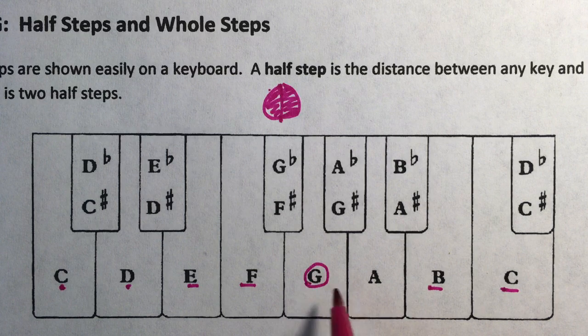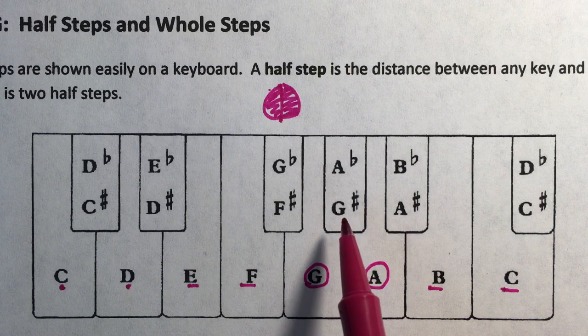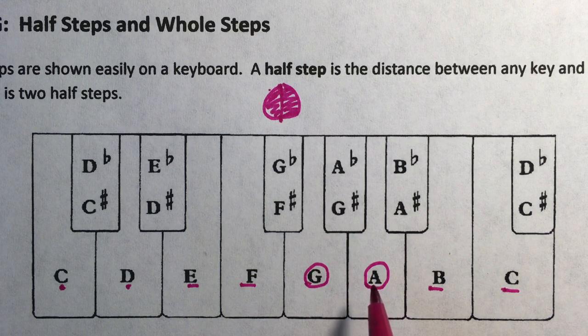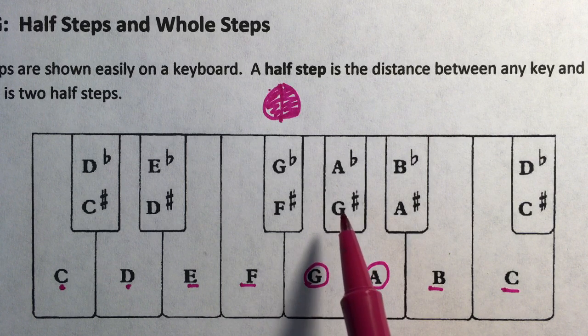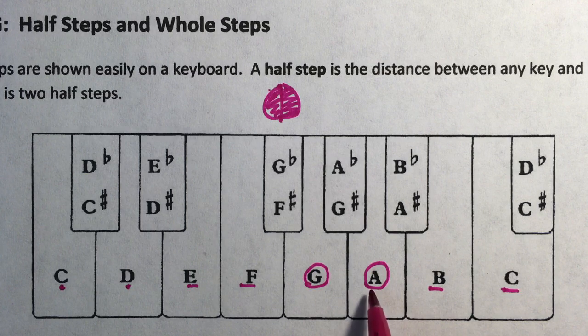G to A. It doesn't matter if you're going up or if you're going down. From G to A, G to G sharp is a half step. G sharp to A is another half step. That would be a whole step. If you're going down, A to A flat is a half step. A flat to G is a half step. It's still a whole step. We'll do one more. A to B. From A to B would be a whole step.